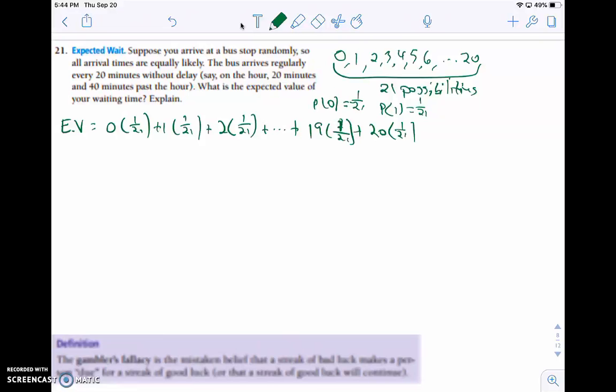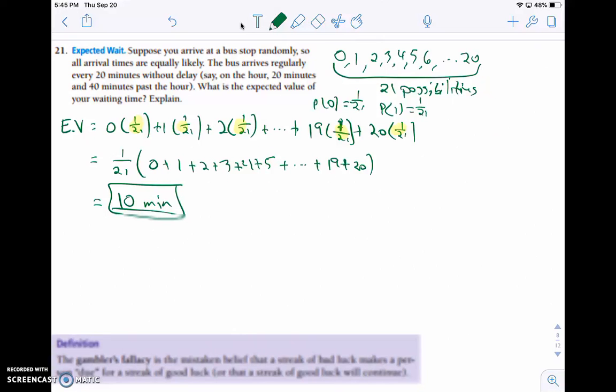Now, they all have the same probability, so mathematically speaking, we can factor out that 1/21, because every portion has that same factor. So then it would be 1/21 times the sum of 0 plus 1 plus 2 plus 3 plus 4 plus 5 plus 6 all the way up until plus 19 plus 20. So you'd add all of those up and then multiply by 1/21, and it turns out that you would get 10. So the expected wait time for you is 10 minutes.